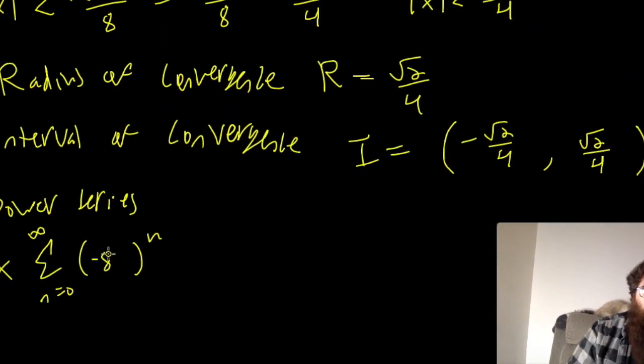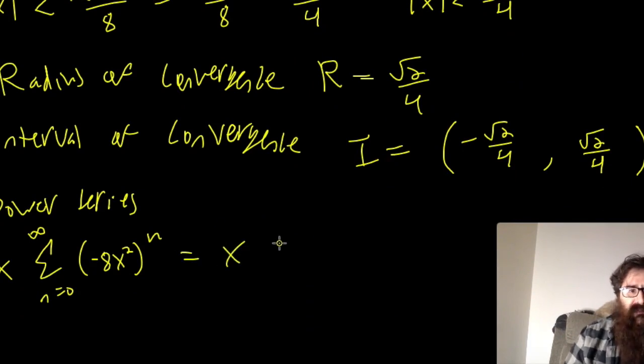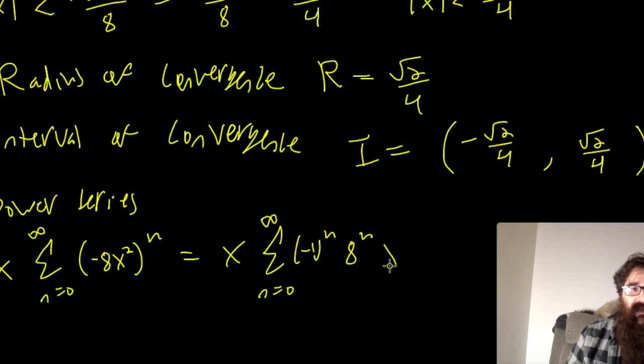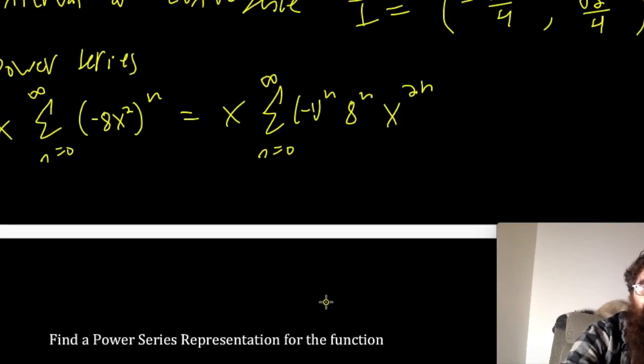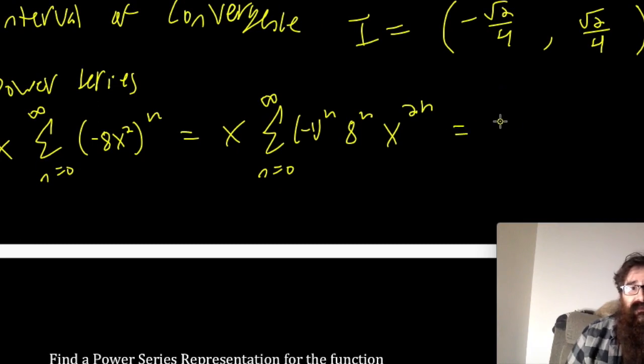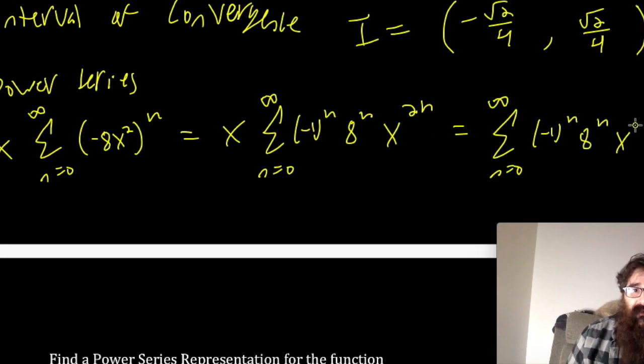And you could leave your power series like this, but I think it's better to clean it up. So what would I do? I would say x times the sum from n equals 0 to infinity, negative 1 to the power of n, then 8 to the n, and then x squared to the n is x to the 2n. And now I'm going to multiply that x in, because I don't want to have it as a coefficient. So this is the sum from n equals 0 to infinity of negative 1 to the n times 8 to the n times x to the power of 2n plus 1.